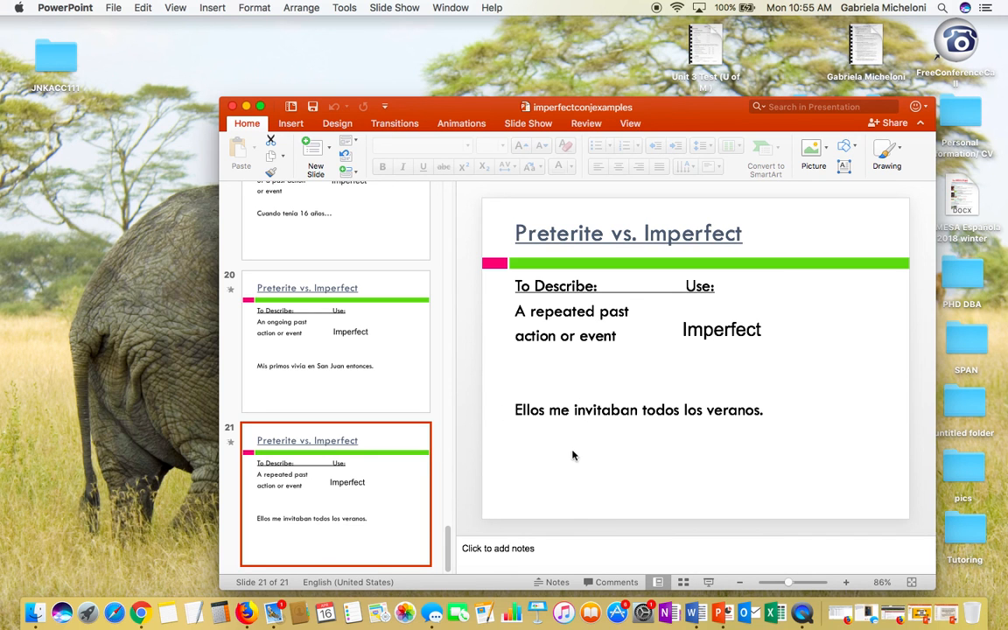Good job, guys. Well, this is the end of our presentation today. Make sure that you practice all those sentences and give yourself time to pause and write those translations because that is going to be the golden key to be successful with the preterite and the imperfect.